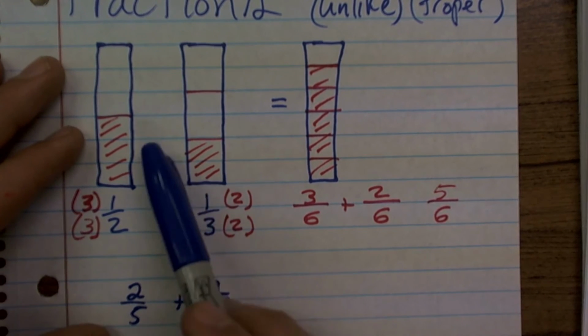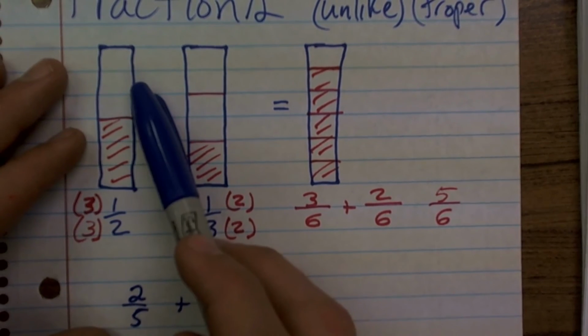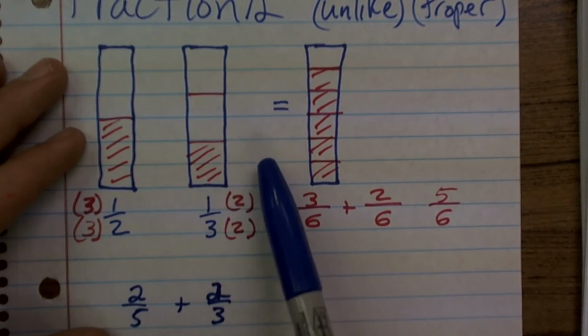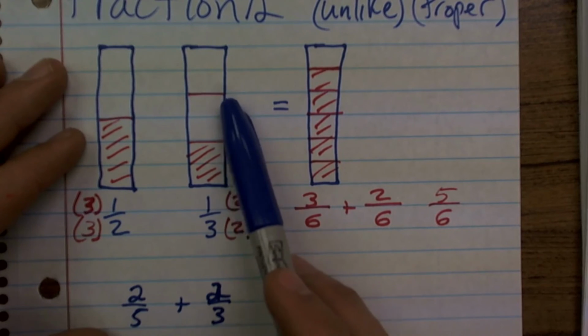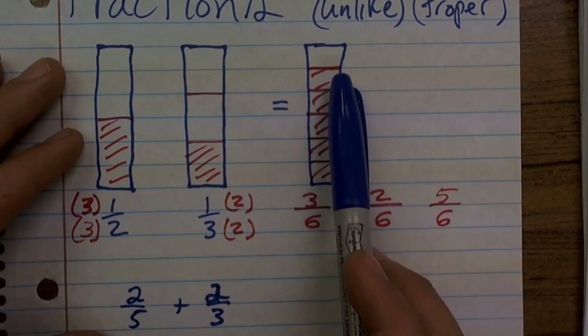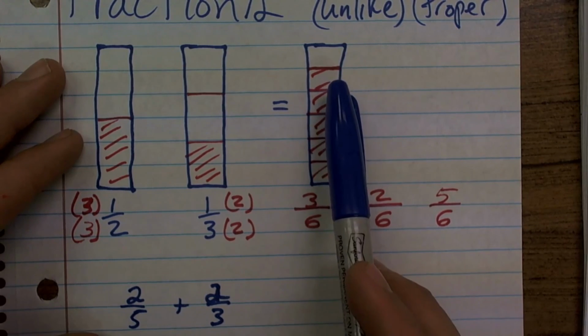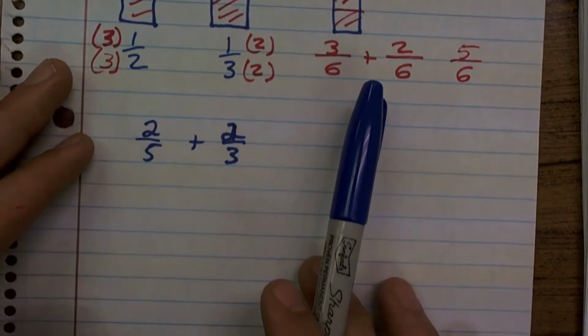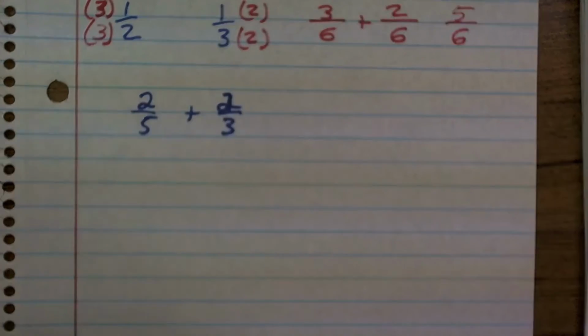Well, what is that? Is that 2 halves? No, because 2 halves would make 1. Is that going to be 2/3? No, because look, 2/3 only goes up to here. It doesn't get as high as what your answer is actually going to be. So what we need to do is make sure we have our common denominators.